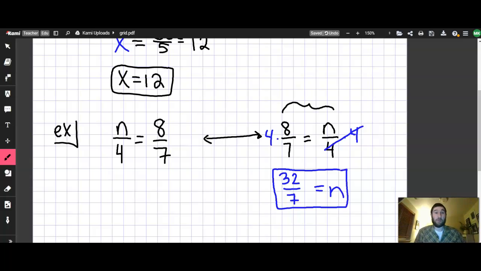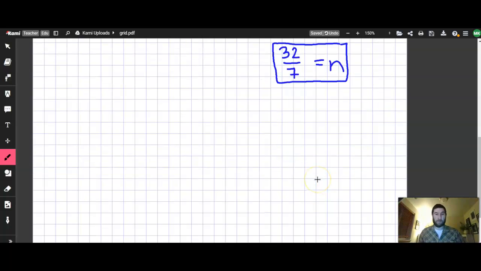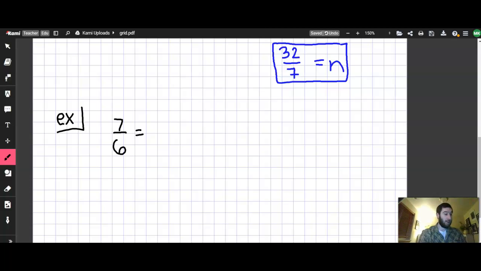You did your multiplication. 32/7 doesn't simplify at all. 7 doesn't go into 32. So that's where you're done. Well done, guys. So let's look at another example here. In some of these proportion problems, you'll see your variable on the bottom. So let's take 7/6 equal to 5 over x.